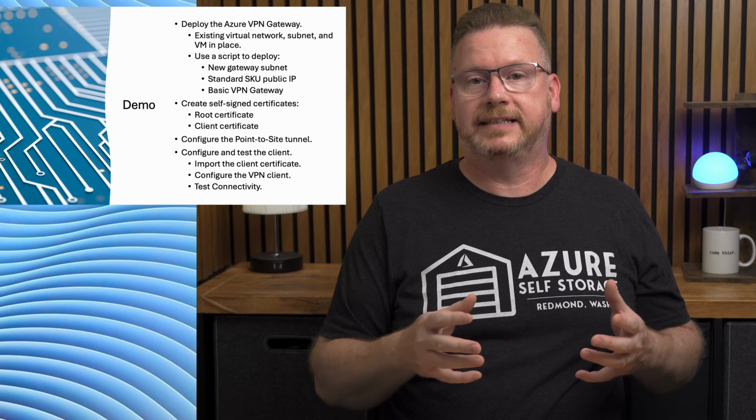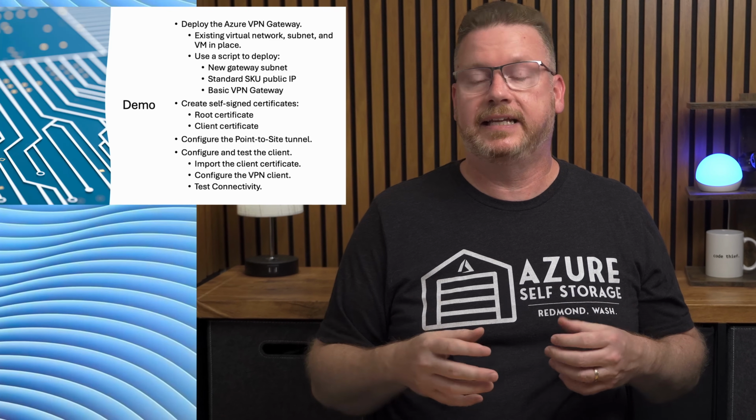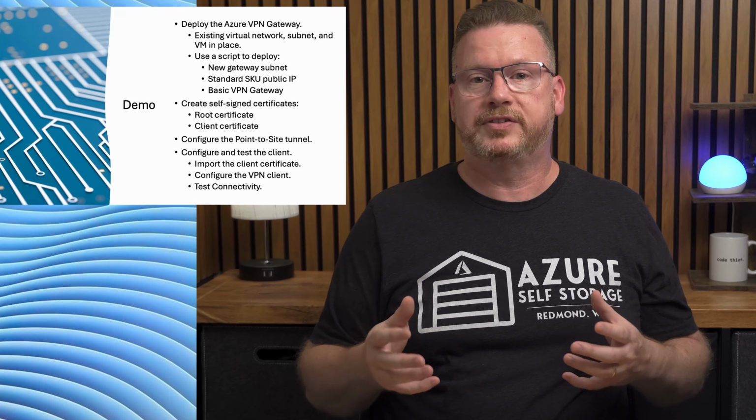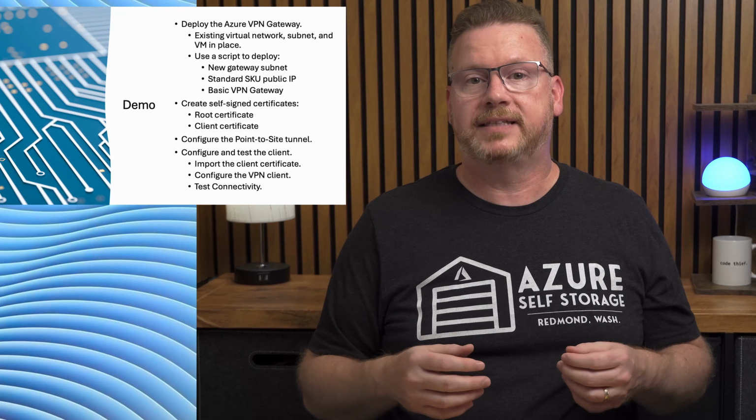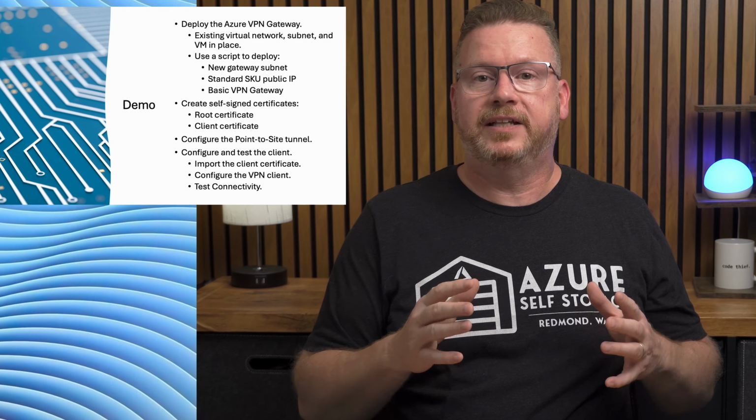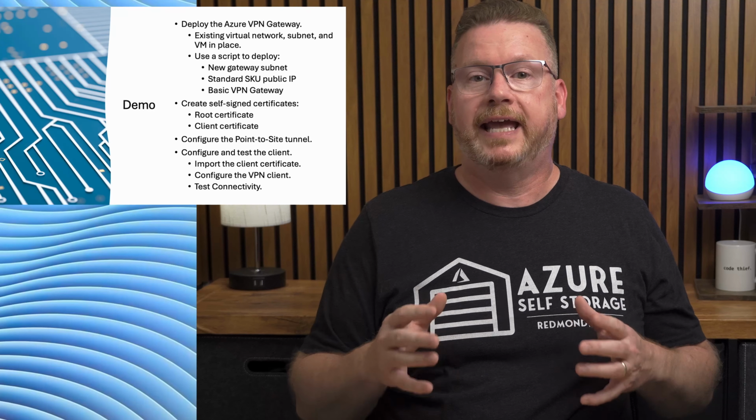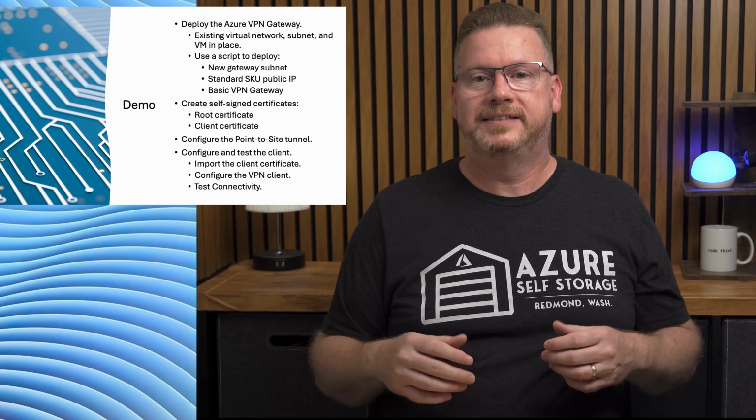Next, we'll move over to the client side. The client VM is isolated in its own virtual network. We'll import the certificate, install the VPN Client software, and test connectivity to the VPN Gateway's virtual network and a peered virtual network as well. Stick around until the end where I share my thoughts on using the Basic VPN Gateway for point-to-site connections. Let's jump in and get started.